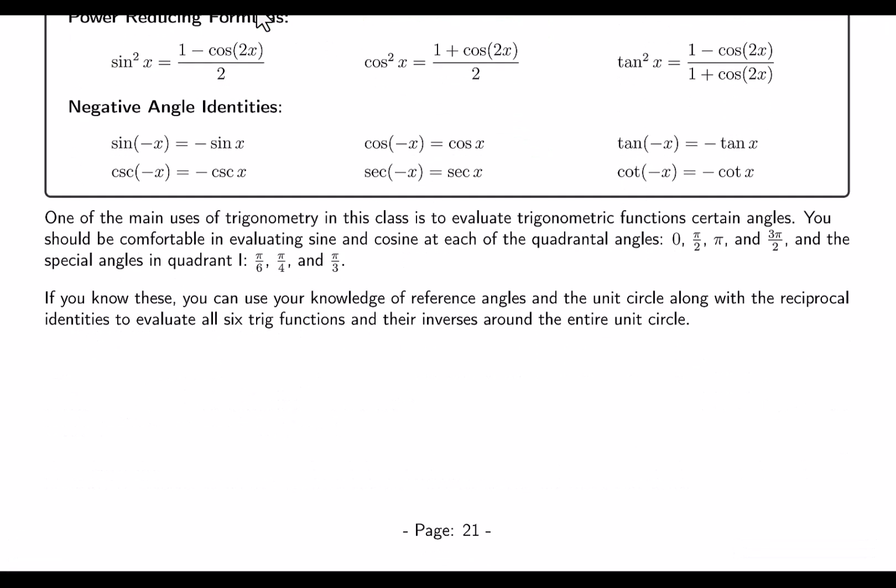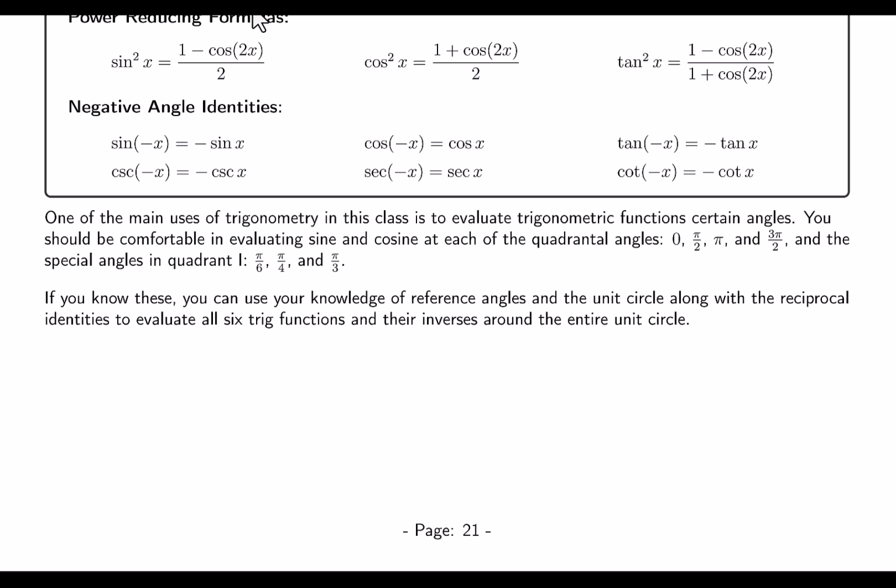Now, the main thing that we use trigonometry for in Calc 1 is evaluating trig functions at different angle measures. And it's almost always the angle measures that are deemed special angles around the unit circle. So your things like pi over 4, 3 pi over 4, 5 pi over 3, stuff like that.